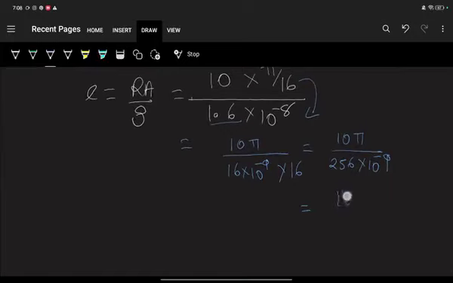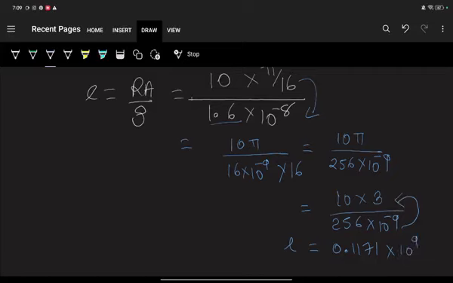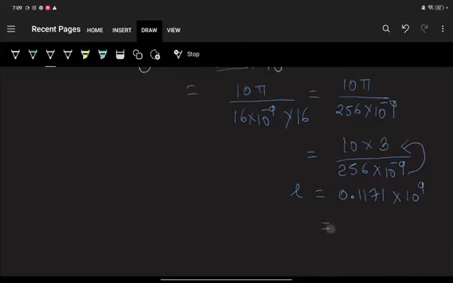And let's take this pi as 3. We know that it is actually 3.14, but approximately it is 3. Now do this calculation and tell me the answer. 0.117. This 10 raised to minus 9 goes up and it will become positive, which is 10 raised to 9. So it is simply 1.171 into 10 raised to 8.